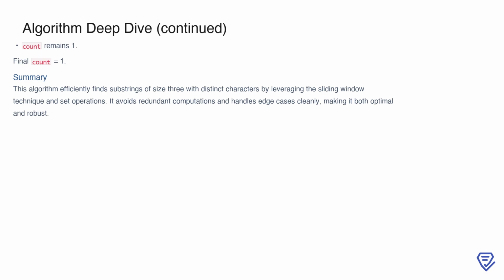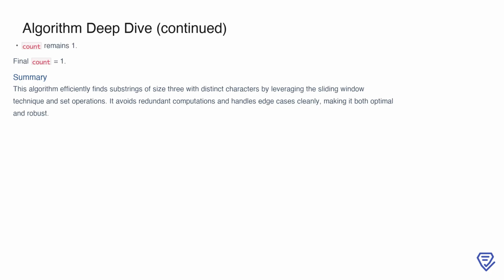To summarize, this algorithm leverages the sliding window technique alongside set operations to efficiently find substrings of size 3 with unique characters. By avoiding redundant computations and handling edge cases cleanly, it achieves both optimal performance and robustness.